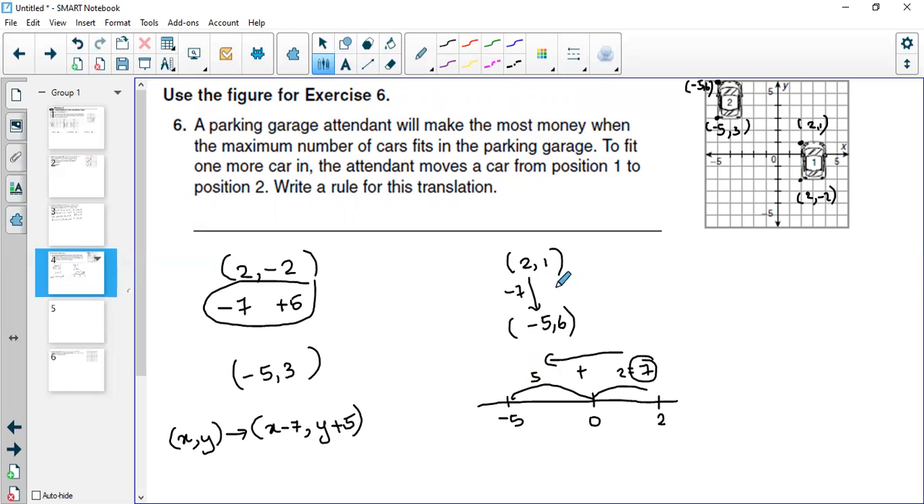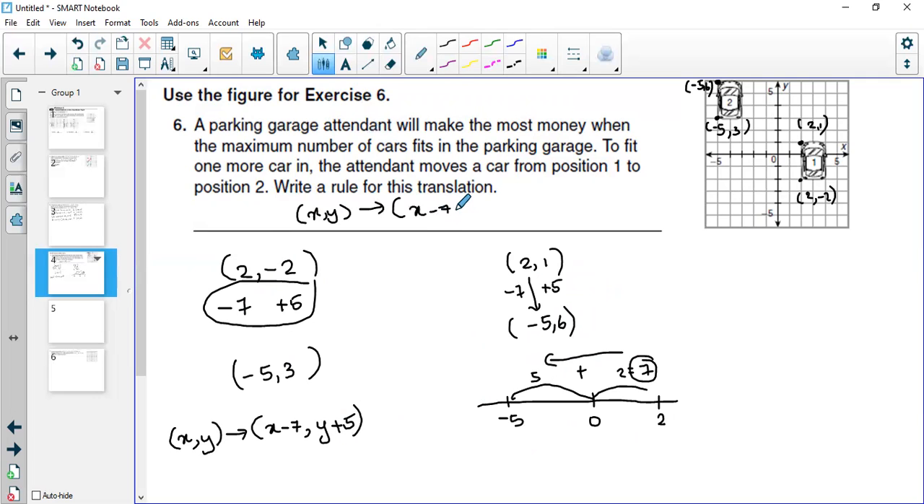Similarly, for this you don't need to use the number line. How did the 1 become 6? Simply you could say it's +5. 1 plus 5 gives you 6. So the rule is the same. This is how you find out the rule for translation. So the rule for this translation is going to be (x, y). I've already written it down.